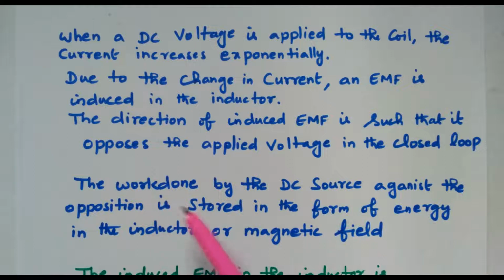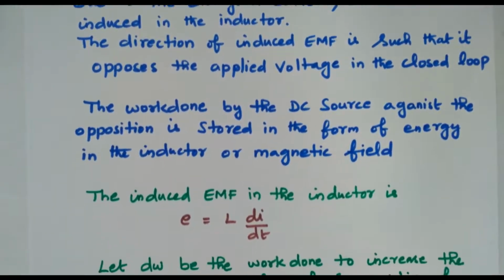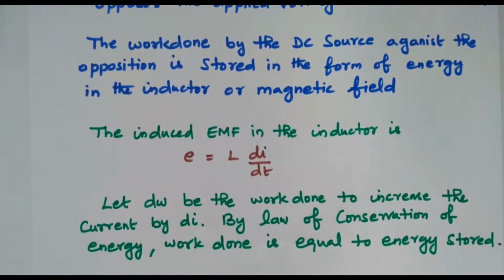So this work done is nothing but done by the DC source against the opposition, that is converted into energy. Right? So the induced EMF in the inductor is nothing but E equal to L di by dt. It's a normal general formula. E equal to L di by dt.